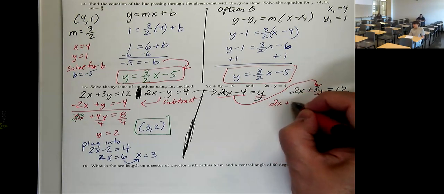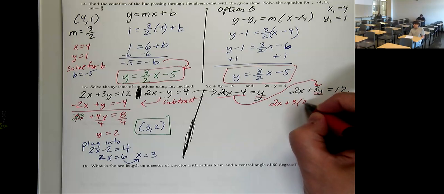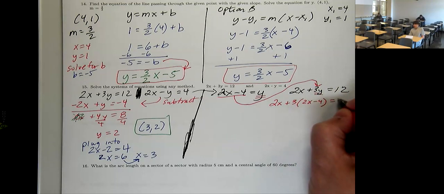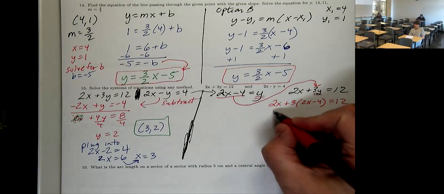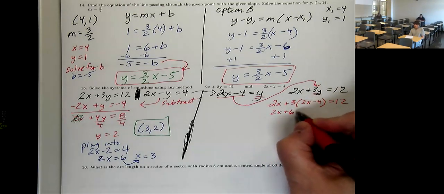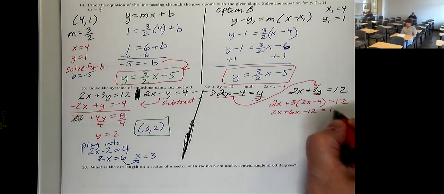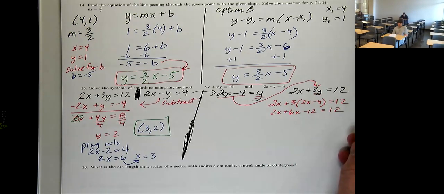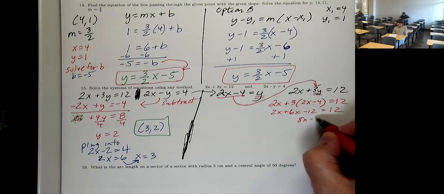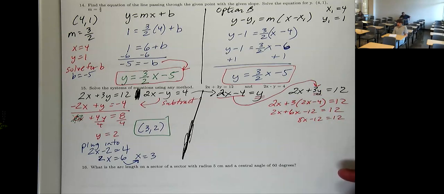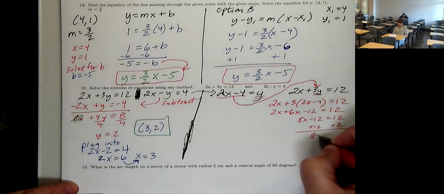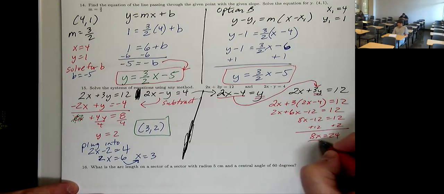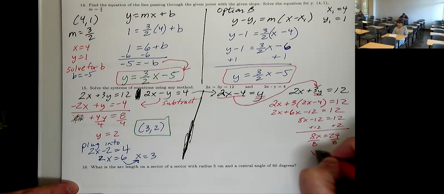And I get 2x plus 3 times 2x minus 4 equals 12. I distribute, I got 2x plus 6x minus 12 equals 12. So 8x minus 12 equals 12. Add 12 to both sides, I get 8x equals 24. Divide by 8, and I get x equals 3.